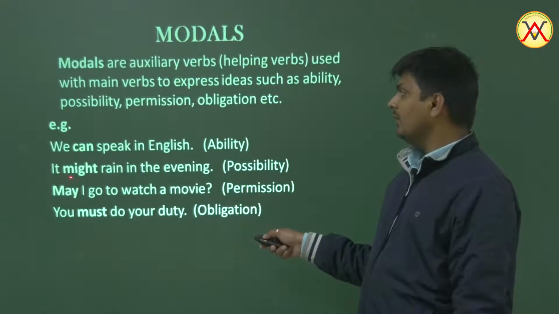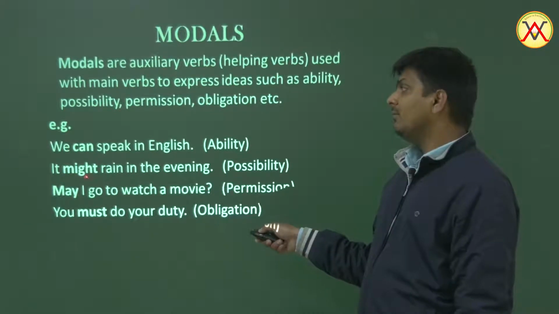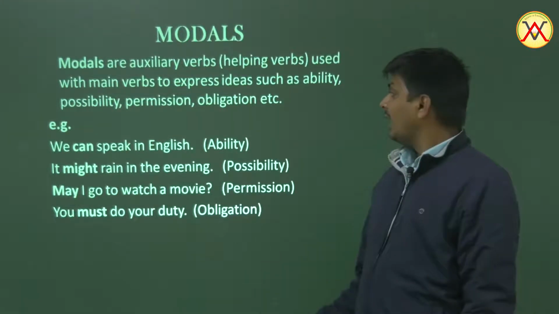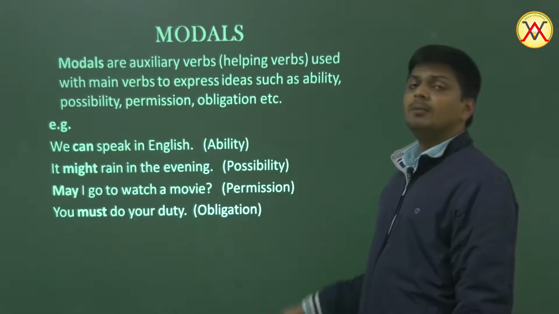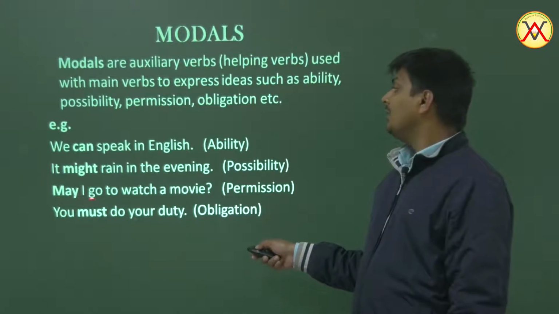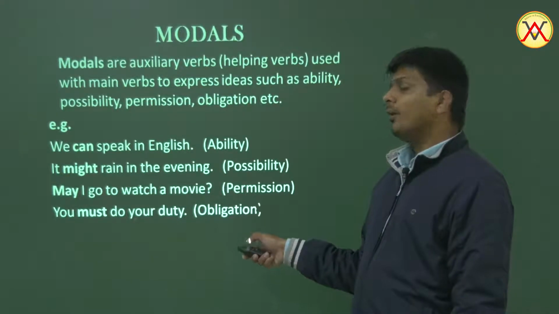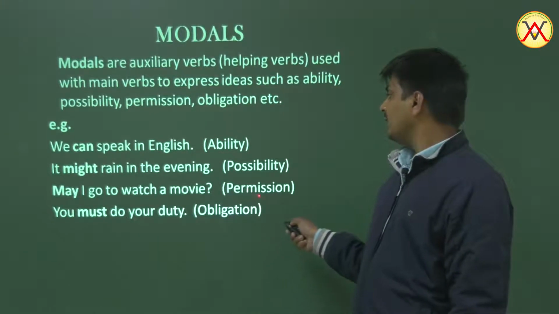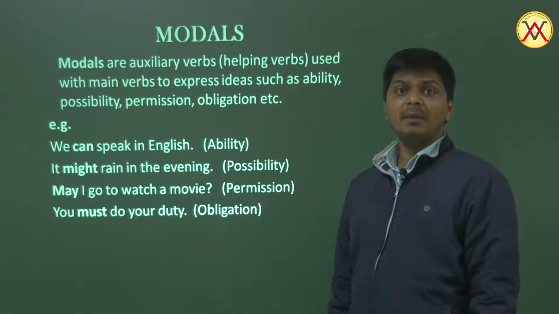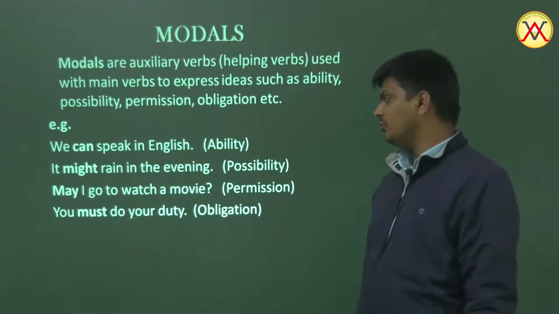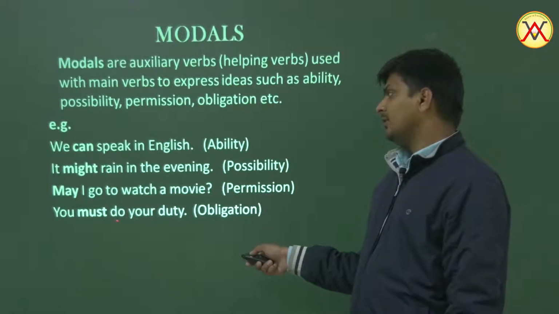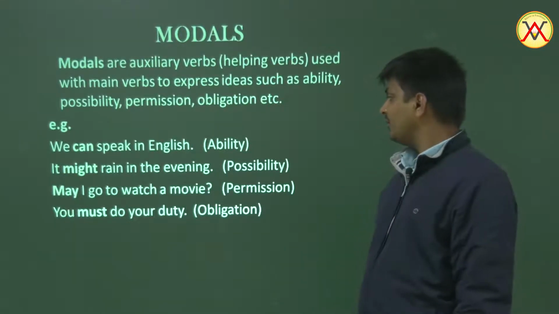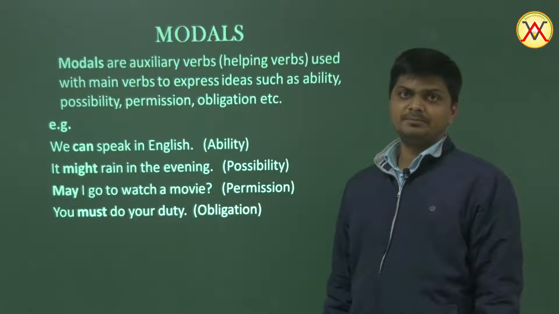In the second example, it might rain in the evening. Might is the modal auxiliary and it is helping the main verb rain, and it is expressing the idea of possibility. May I go to watch a movie? Go is the main verb, may is helping it, and it is expressing the idea of permission. You must do your duty. Do is the main verb, must is the modal auxiliary verb, and it is expressing the idea of obligation.